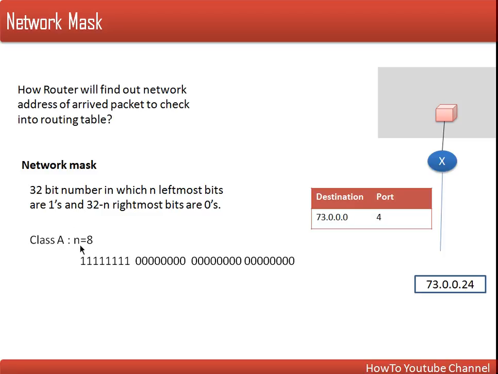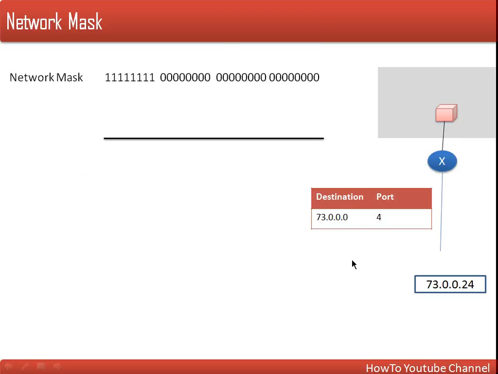For class B, network ID is 16 bits, so there will be 16 ones and 16 zeros. For class C, 24 ones and 8 zeros. The network mask is used by the router to find the network address of a destination address. So we will see how this router is going to find it out. This router has the idea that for this network, this is the network mask. Whenever a packet arrives here, this router will take the destination address and perform an AND operation on that address with the network mask.